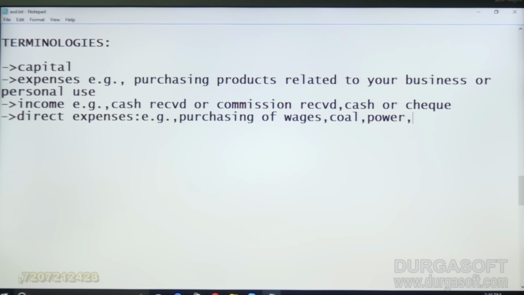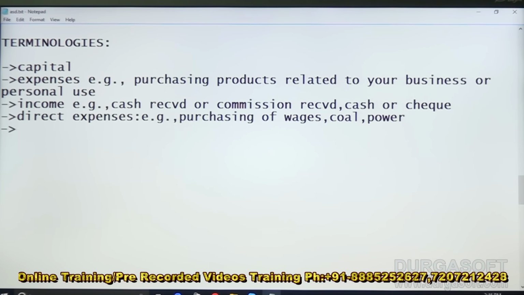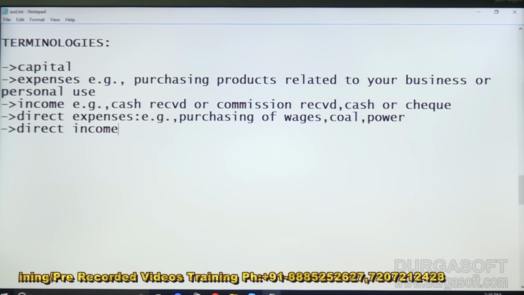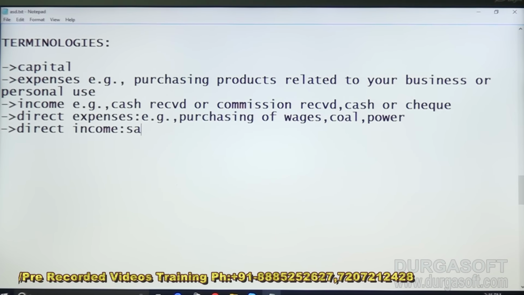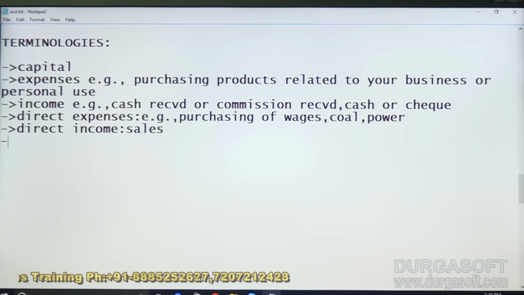If you want anything direct from wherever you are starting your material, on that basis we can select direct expenses. And in the same way we can see direct income also, opposite to direct expenses: sales. If you are receiving wages, money, or coal, power, all those can come under direct income. Opposite to each other, this direct expenses and direct income we can enter in the trading account.